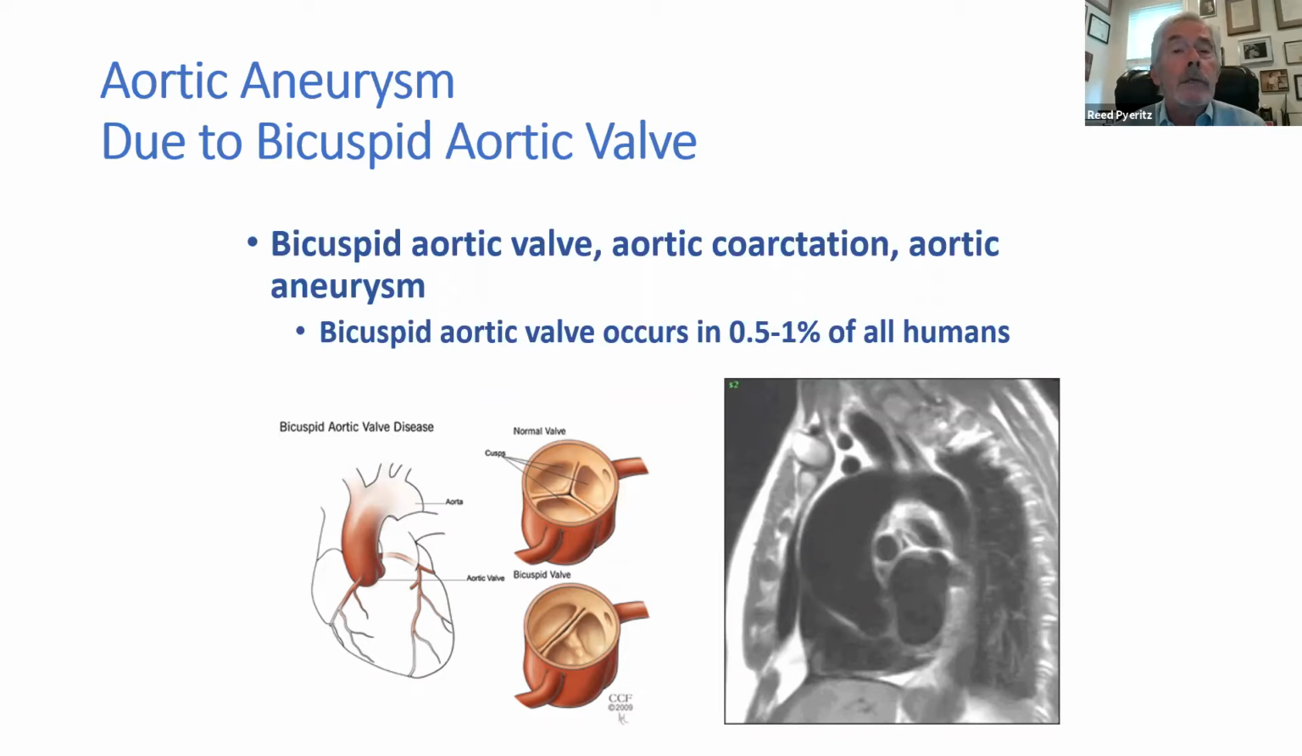But in association with the bicuspid valve, and there at the bottom you see what the bicuspid valve is, it has two cusps rather than the normal three. Not only do you have that valve abnormality, which can lead to all sorts of problems in and of itself, but also enlargement of the ascending aorta and perhaps a constriction of the descending aorta called a coarctation.